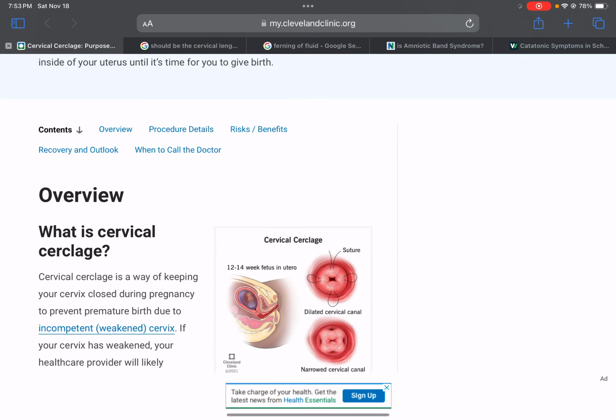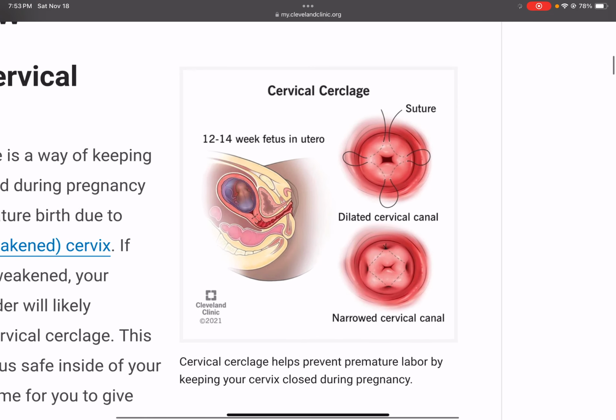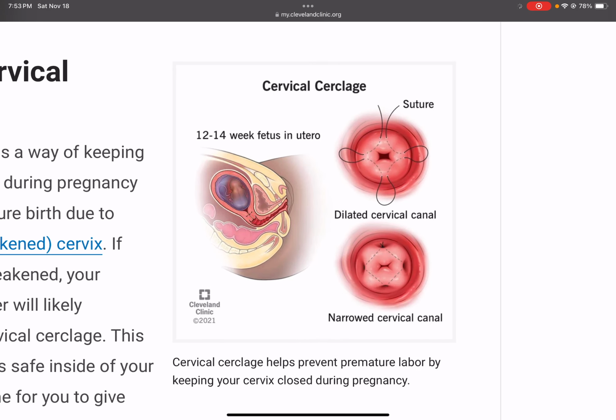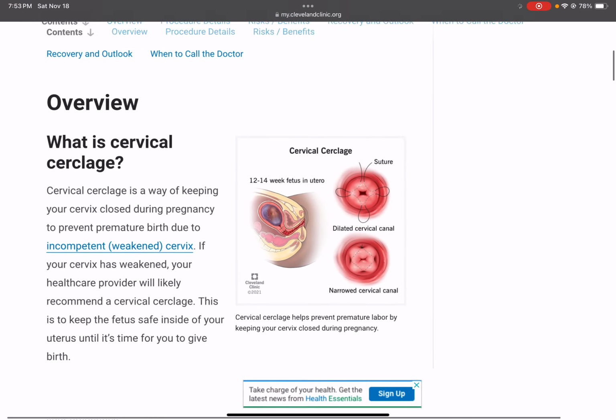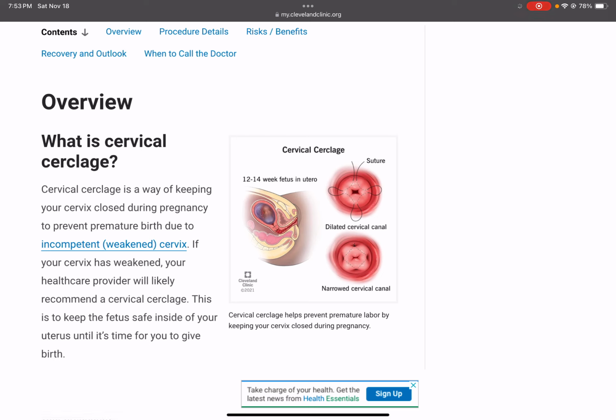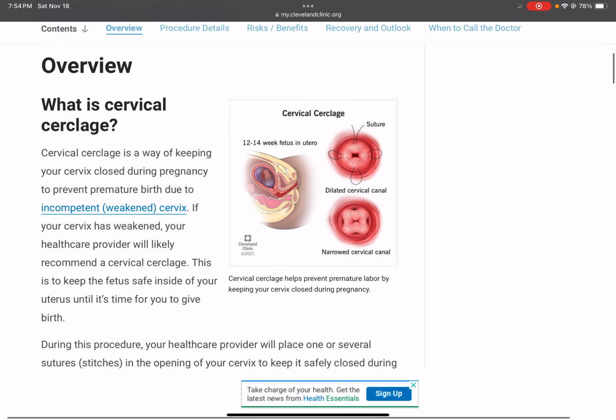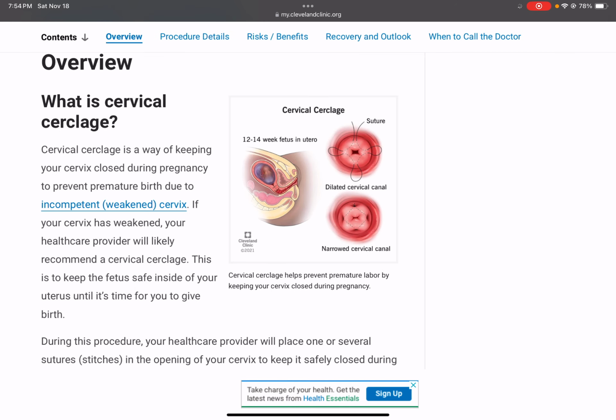Let me show you that right here. So that's how a dilated cervical canal looks, and after the sutures it's narrowed. It just holds the baby in so that preterm labor doesn't happen. It is a way of keeping your cervix closed during pregnancy to prevent premature birth due to an incompetent or weakened cervix.